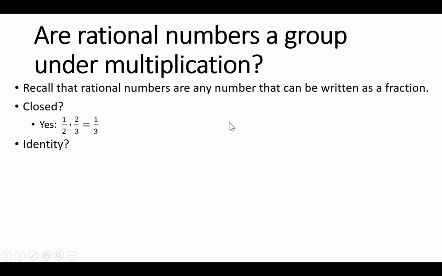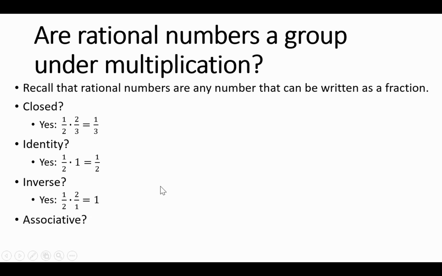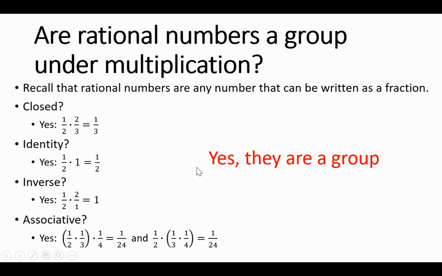Hip hip hooray. Does it have the identity, or can it be used to formulate the identity? Yes, you can. 1/2 times 1 is 1/2. That's the identity property. What about the inverse? Yeah, 1/2 times 2 over 1 is going to give you 1. Both of these are rational numbers. And lastly, associative. Can you use the associative property to move around? Absolutely. 1/2 times 1/3 times 1/4 is 1/24. Well, guess what? 1/3 times 1/4, and you take that times 1/2, you get 1/24. Yes, this is a group. So the rational numbers are a group. We've just proven that. Put that in the data banks, make it stick.